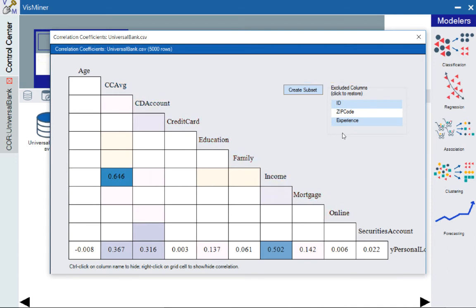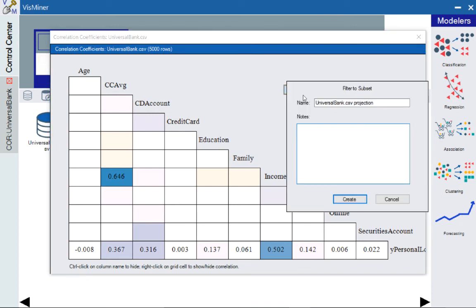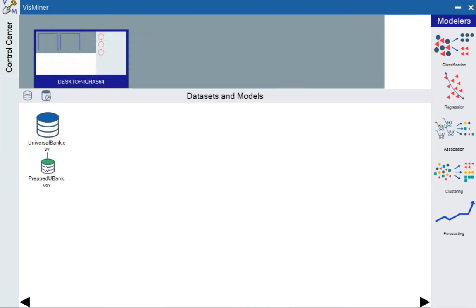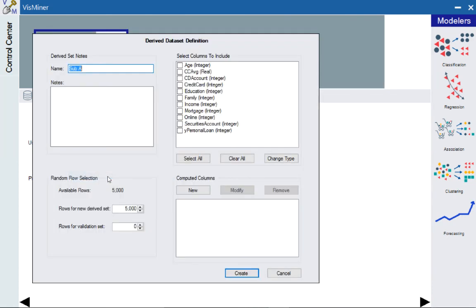So now that we've gone through this preparation, we can create a subset of the data that will be useful for what we're trying to do. UBank. All right. So we'll create that. Now it went and selected just the ones that were left in this matrix and excludes these. So we'll shut this down, and then we'll partition the data.